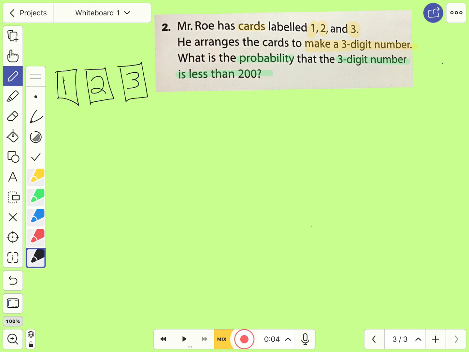He's going to arrange these cards. So he's going to put them in order, and he's going to make a 3-digit number. So 1 will go here, 1 will go here, and 1 will go here. So we don't know what all of the different orders are. Okay, so now we're going to think about a tree diagram. Now you might think that the first column should be 1, the second column should be 2, and the third column should be 3. But for this question, the columns, which are the events basically, are which is going to be the first number, which is going to be the second number, and which is going to be the third number.